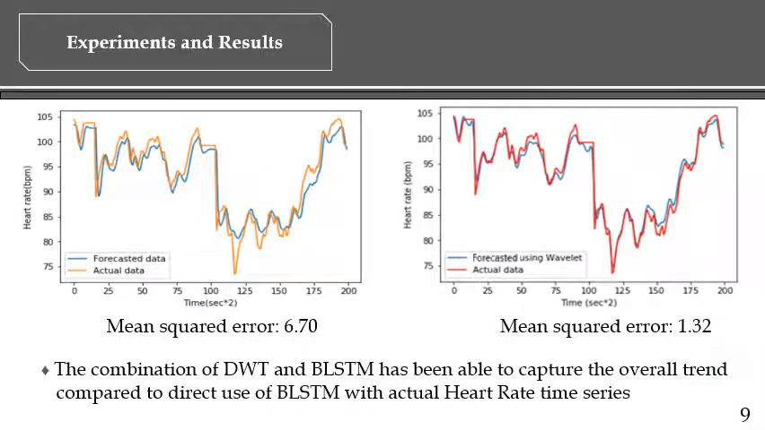So here we compare the 2 figures. You can clearly see that our approach, the combination of LSTM with wavelet decomposition, has been able to capture the overall trend, and it gives the lower mean squared error of 1.32.